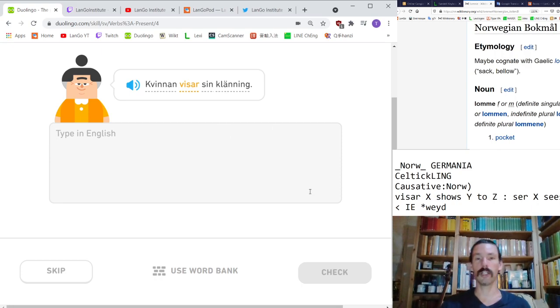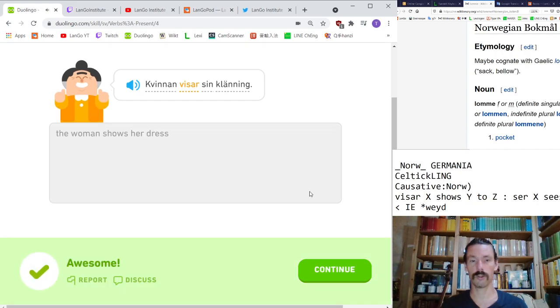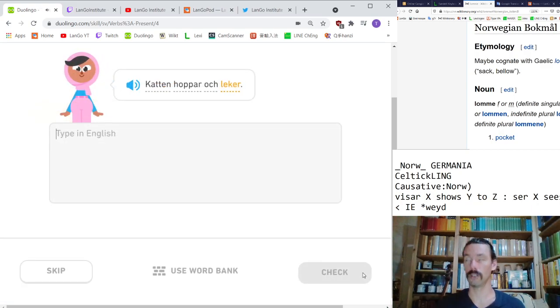Kvinnan visar sin klänning. So that's her dress, singular. Woman is singular definite. The woman shows her dress. Klänning is related to Kleidung, like an abstract form. German says das Kleid for a dress. Same root. English clothed and so on. They have that root. Katten hoppar och leker. The cat, singular.